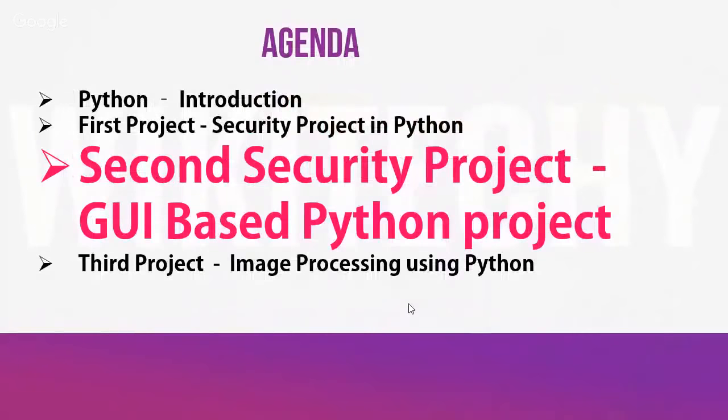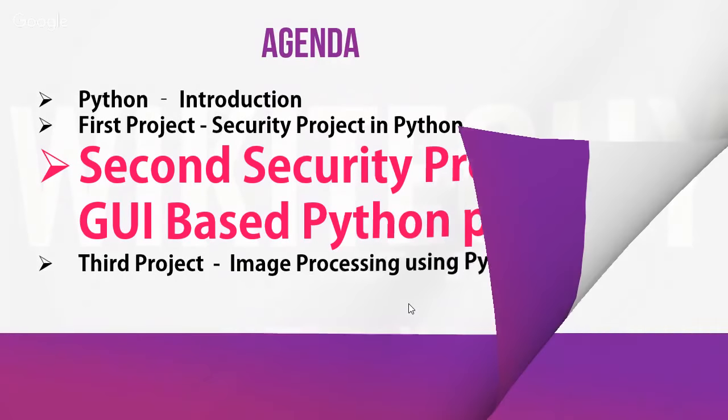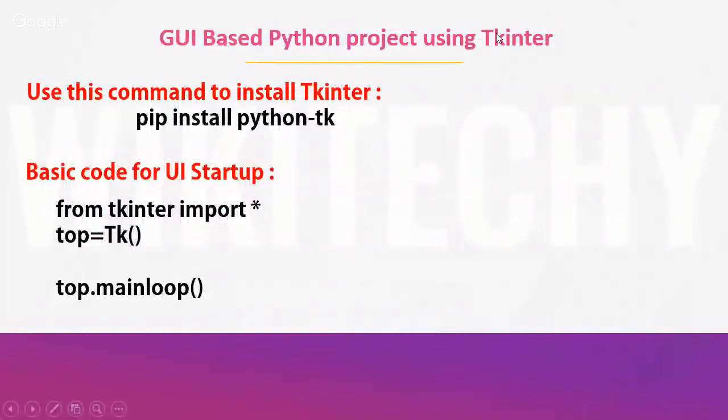Okay, this is the second project we are planning. It's a GUI-based Python project. For a Python GUI, you need one particular technology, termed tkinter. So we are going to use this tkinter to work out the Python project. For that, this is the command: pip install python-tk. If you put this command, automatically your tkinter will get installed in your laptop.